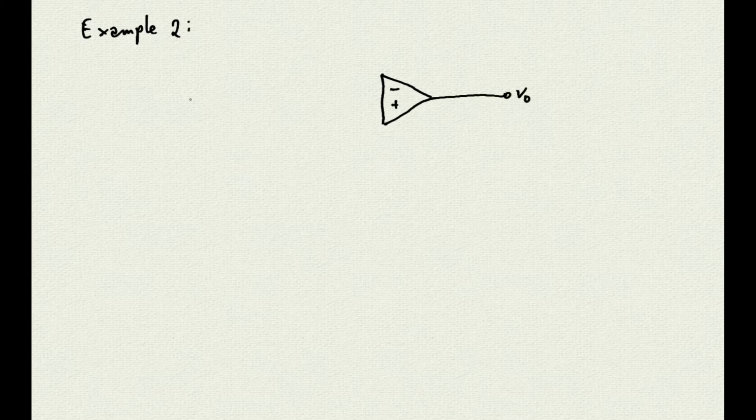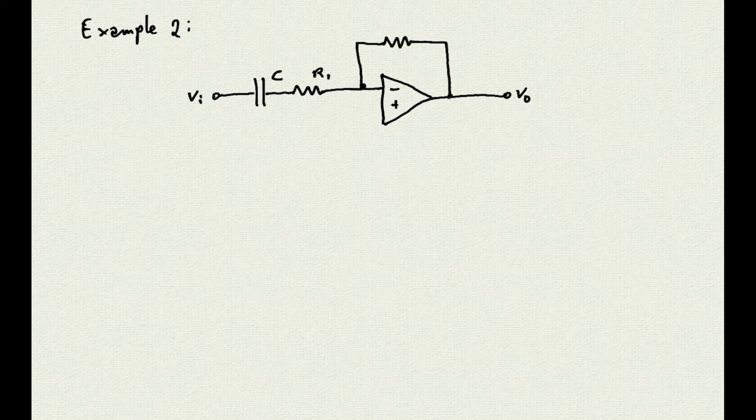Let's now go back to our drawing board and make a second example of an active filter. We will use again an op-amp, but this time we will put a capacitor C and a resistor R1 in series with the input signal, and a single resistor R2 between the output and the inverting input. And so this time Z1 is given by the sum of the resistance R1 and the reactance of the capacitor, which is 1 over sC. Z2 instead is just the resistance R2.